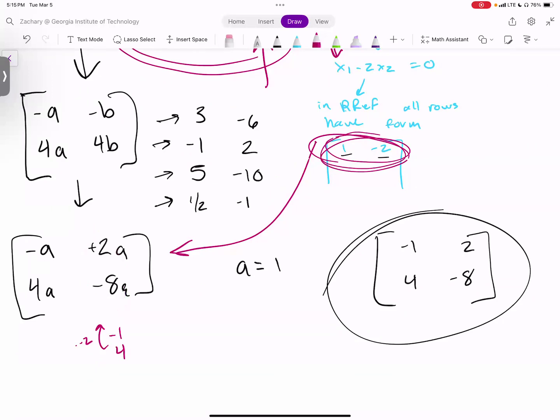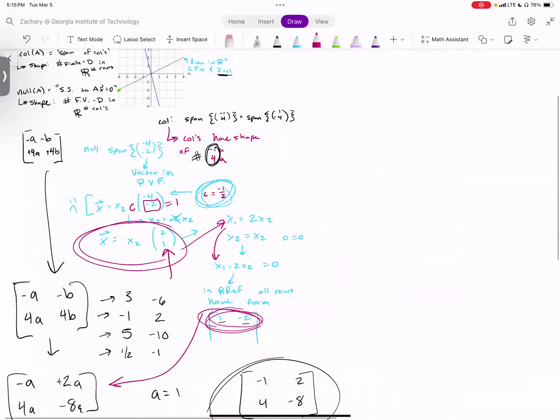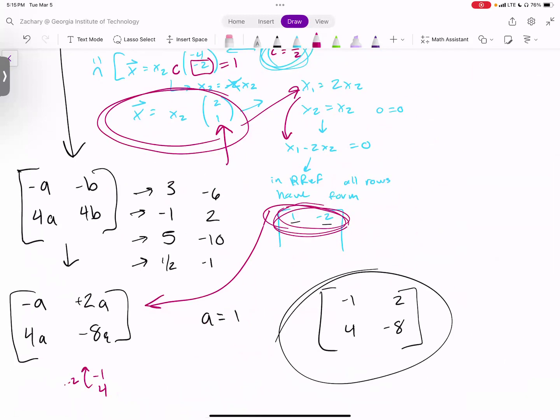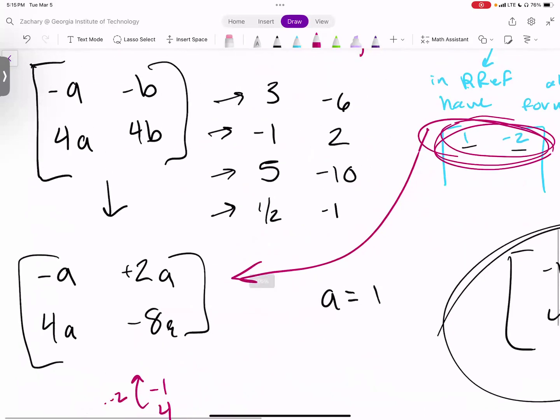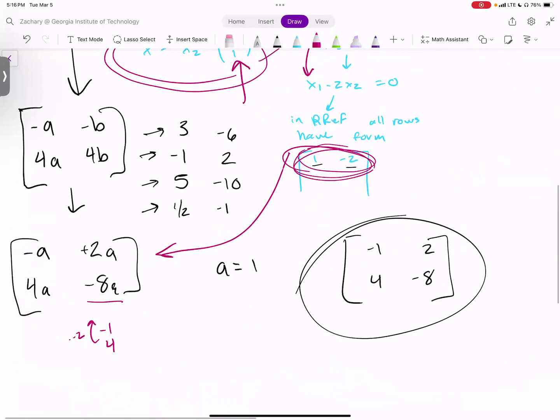Okay. Yeah. Does that make sense? Yeah. Okay. I'm still a little confused. Like, where did you get the 2 and minus A? The 2 and the minus A? The minus 8. Like those two. Because I understand the minus 1 and 4, but not the 2 and minus 8.